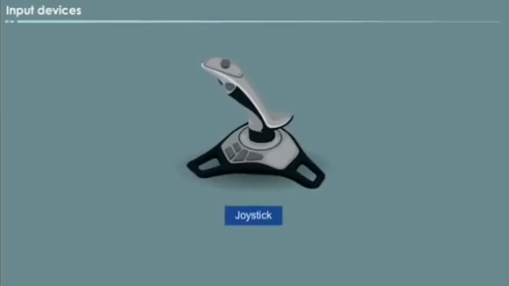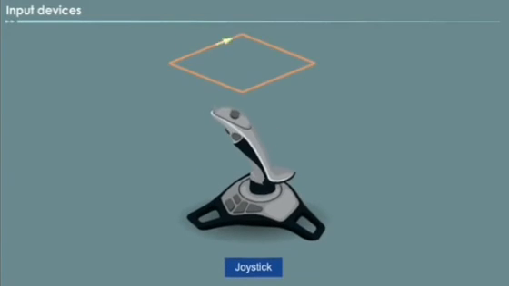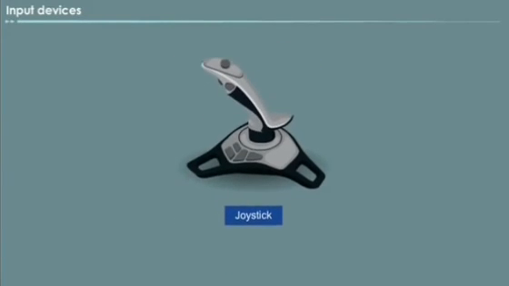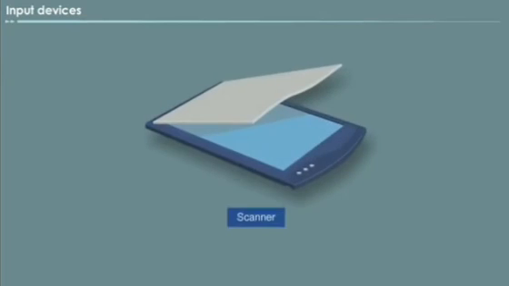Joystick. Joystick is a pointing device which is used to move the cursor position on a monitor screen. It is a stick having a spherical ball at both its lower and upper ends. The lower spherical ball moves in a socket. The joystick can be moved in all four directions. The function of the joystick is similar to a mouse. It is used in computer-aided designing, that is CAD work, and playing games.